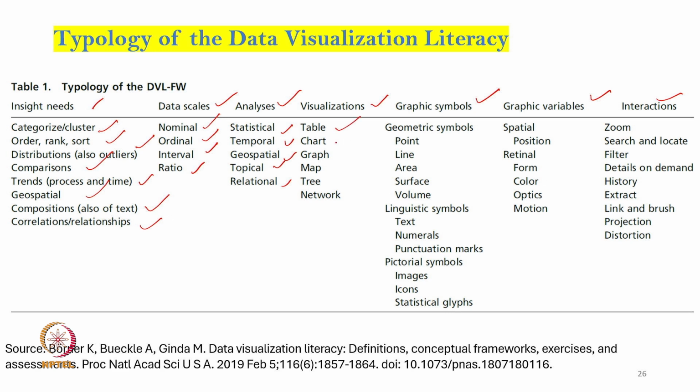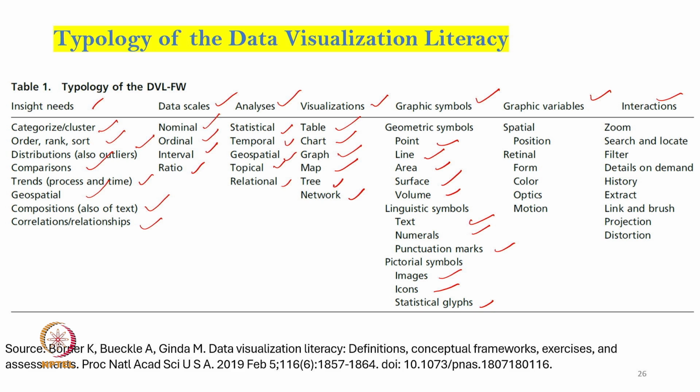Using a table method, or you can use charts, or one can create graphs, maps, trees and networks, and also graphic symbols. So you can use geometric symbols, maybe points, to identify the values of the research results, and you can use lines or areas, surfaces, and volumes, and also you can use linguistic symbols. It may be text and numerals and functional marks, and there are pictorial symbols, maybe images, icons, graphs. It means researchers should be aware of the various types of graphic symbols that can be used for presenting the research graphs.